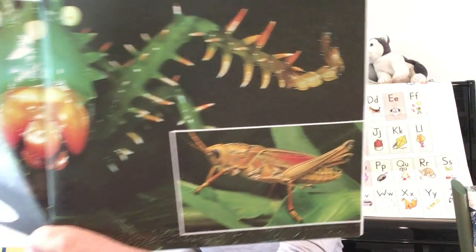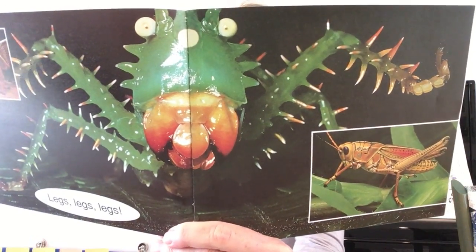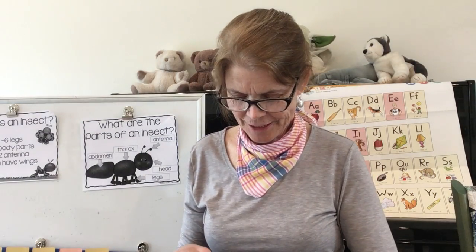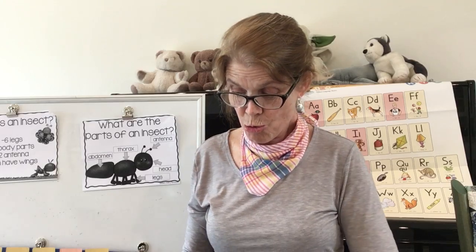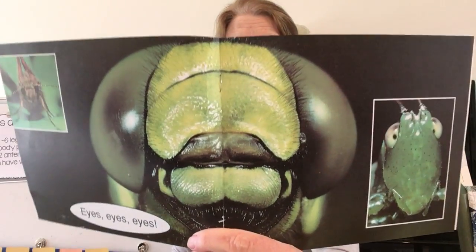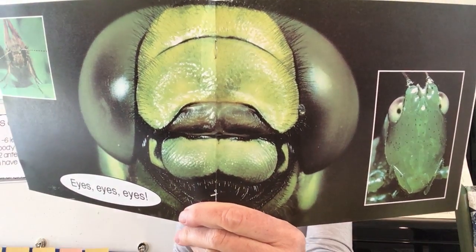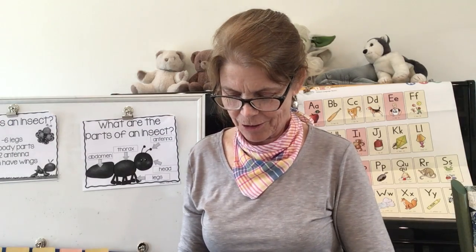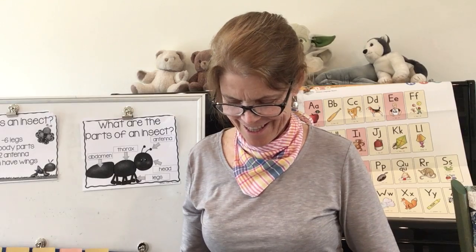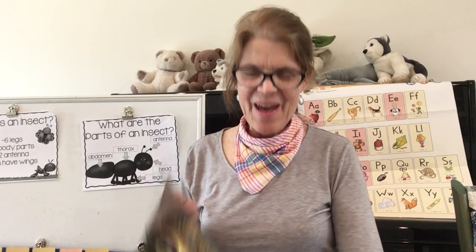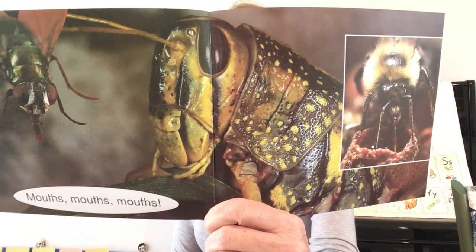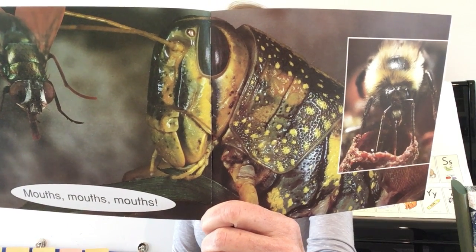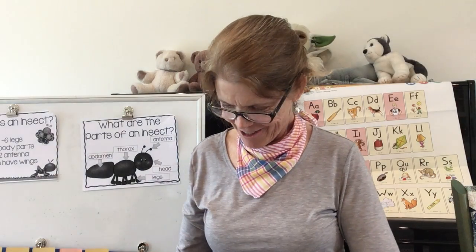That looks scary when you get that close. I think that's a grasshopper up close. Next page. Ooh, eyes, eyes, eyes. Look at those insect eyes. Incredible. Mouths, mouths, mouths. They need mouths to eat with, don't they?